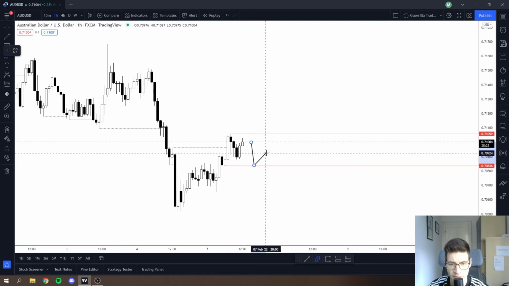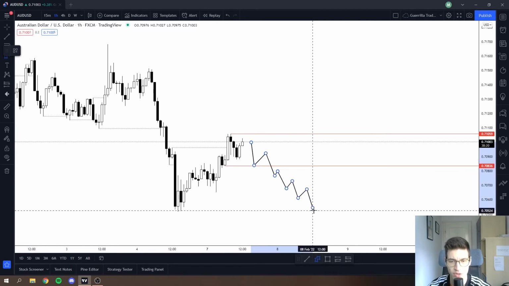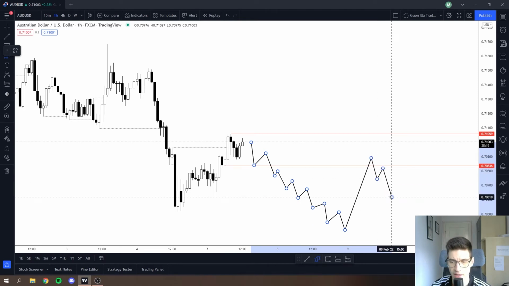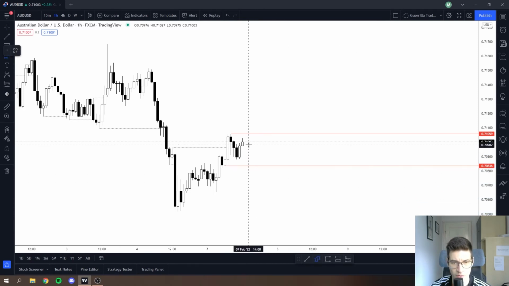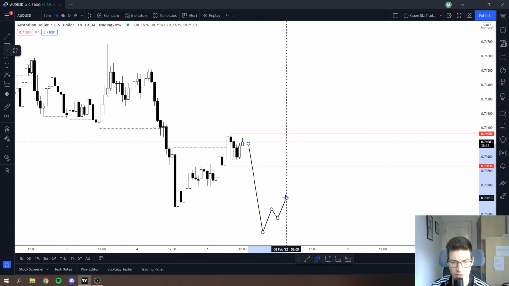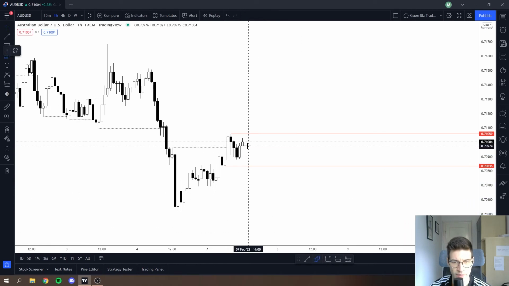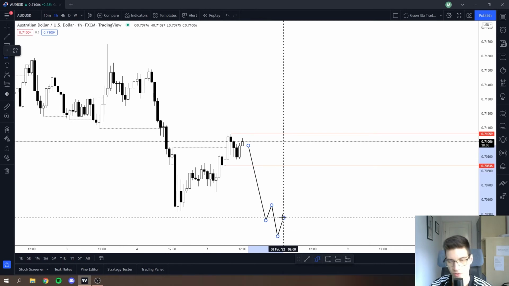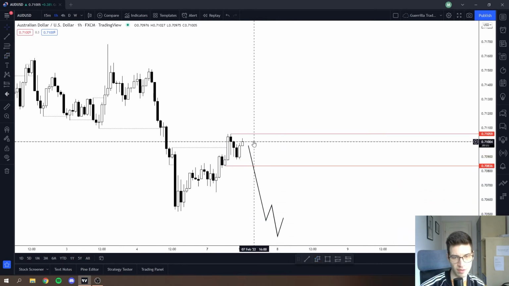What can happen also, we can get a nice large descending structure from here, and if that happens, I would look for an impulse to the upside and a long trade. Or we can shoot to the downside from here, also look for a flag, or maybe look for a break and retest trade to go short, because now we are seeing an established trend.